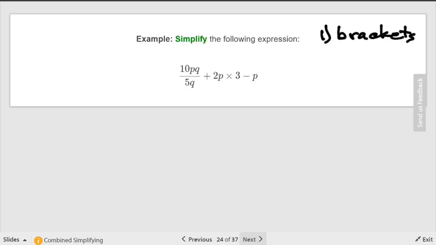Brackets. Do you see any? Yes. But they're all wearing invisibility cloaks. Right. So they really are there, but do you notice, even though that's 10pq, there's no addition or subtraction or anything I can do, is there? No. So that's why they don't normally write them.